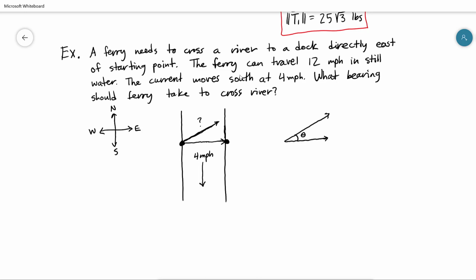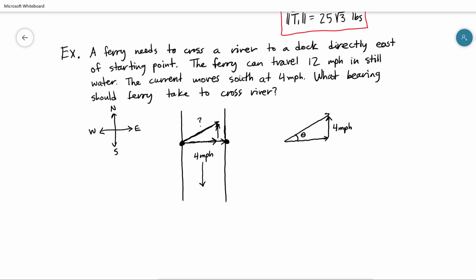And I know that to counteract the force of the river going 4 miles per hour south, I need my ferry to go 4 miles per hour in that direction, north, to counteract it. So it'll have a component that's going to fight the river, and we'll have a component that's going in the direction that it wants to go. And we need the component that fights the river to exactly balance out.